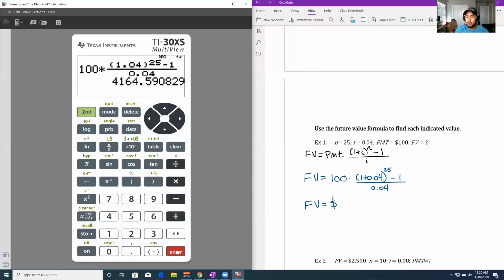So this says if we're making $100 payments at an interest rate of 0.04 for, what is it? We don't necessarily know the compoundings. We could find them. So we could say for 25 months, right? This would be, we would have $4,164.59.